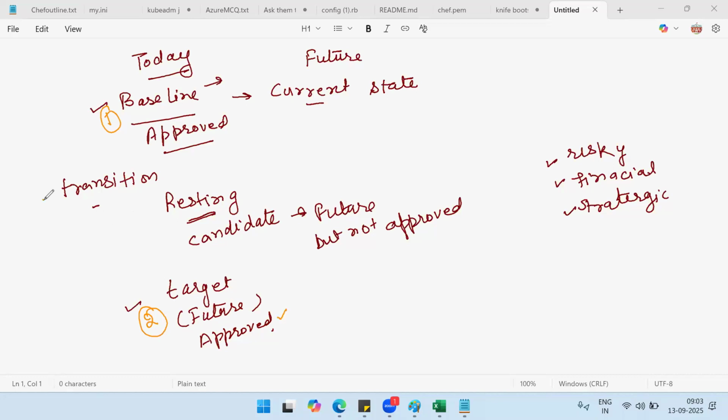Third is the transition state, where you are deciding how the transitions will happen. So that is the transition architecture state. It could be risky. It could need financial attention. It needs strategic attention and so on, right? So that is why it is always preferable that we have the incremental approach, if the project change is big.